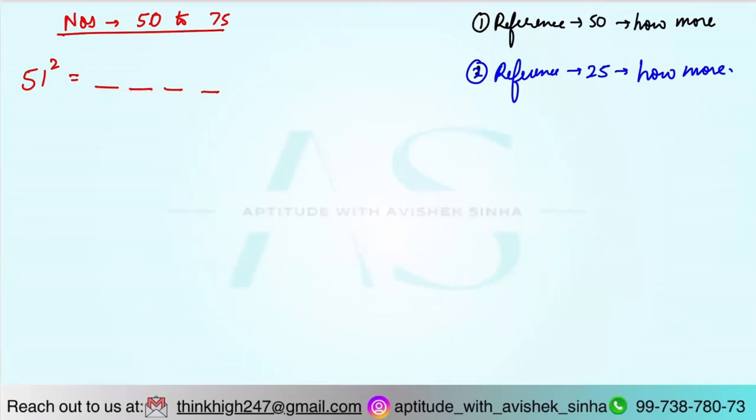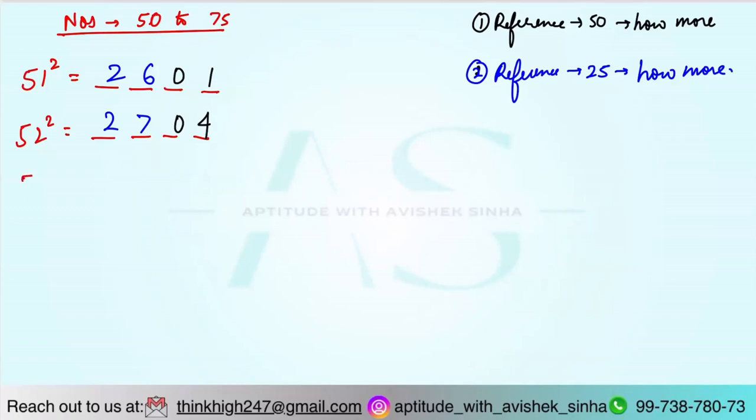You tell me, how much is 51 more than 50? It is 1 more. What is the square of 1? 0, 1. How much is 51 more than 25? It is 26 more. Similarly, 52 square. It is 2 more. What is the square of 2? 4. And then we have 27 more than 25.